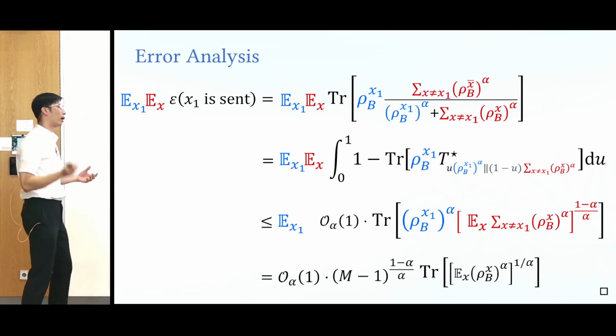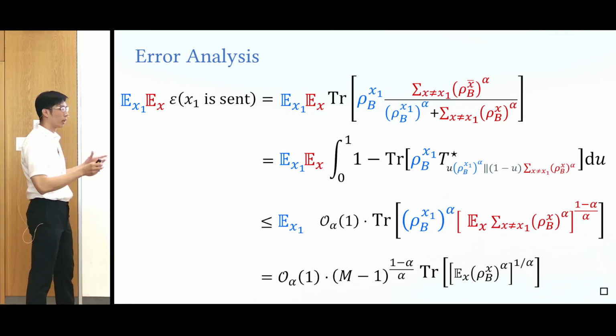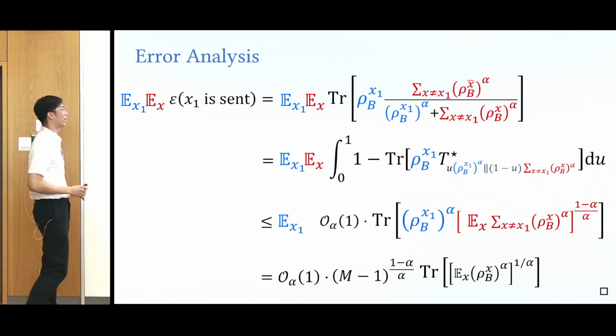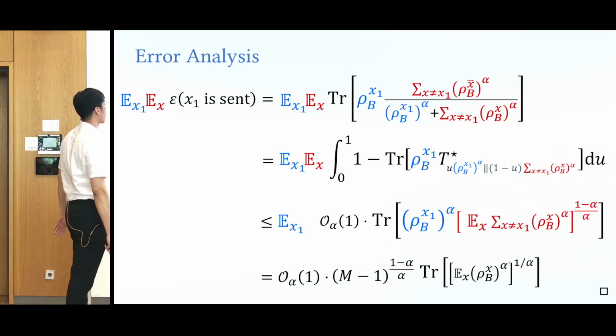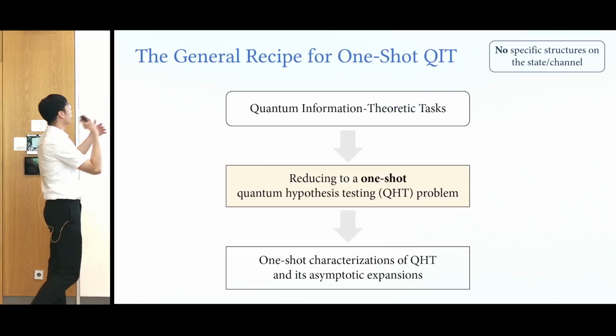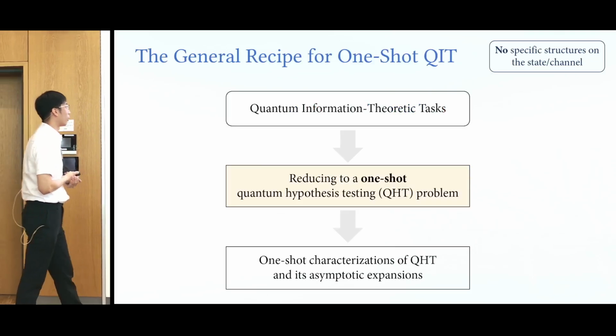So essentially, we only apply Audenaert's inequality and concavity. The proof is actually almost immediate if you really understand what's going on in those binary hypothesis testing. Let's review the whole process. This is called a general recipe for one-shot quantum information theory.